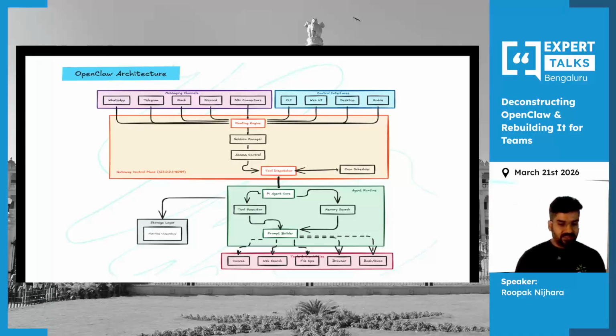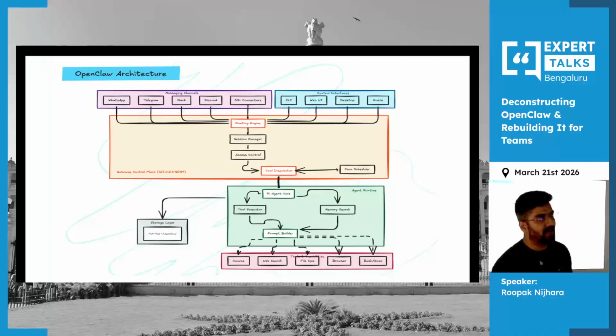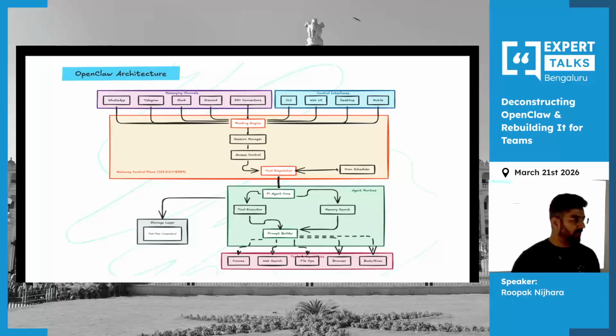Then we have the agent runtime, which is embedded within that control plane itself. We'll also see how that works. Then every configuration, every state of OpenClaw, gets maintained in the storage layer, which is nothing but flat files in a dedicated directory in your home directory. And obviously it comes with the tools and other capabilities. We'll touch upon those as well a little bit.